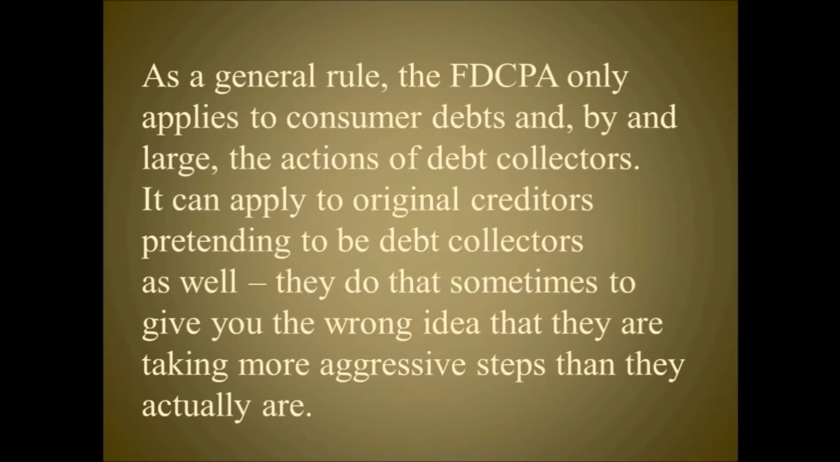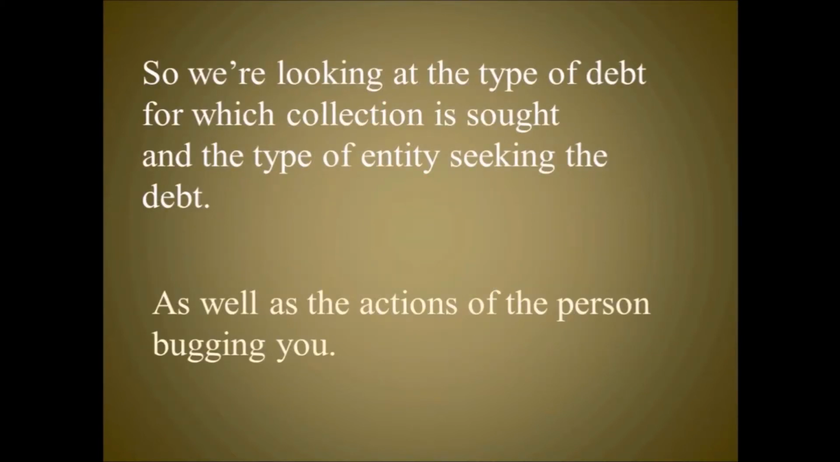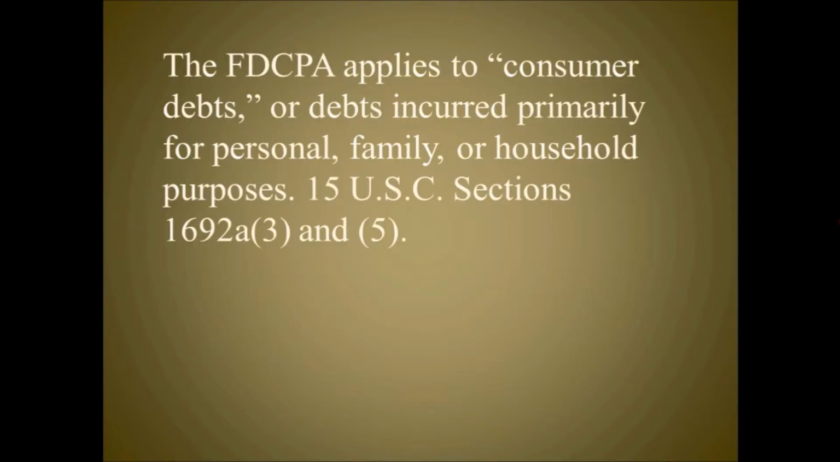As a general rule, the FDCPA only applies to consumer debts and, by and large, the actions of debt collectors. It can apply to original creditors who are pretending to be debt collectors as well, and they do that sometimes to give you the wrong idea that they're taking more aggressive steps than they actually are, by hiring someone else to bug you. So we're looking at the type of debt for which collection is sought and the type of entity seeking the debt, as well as the actions of the person bugging you.